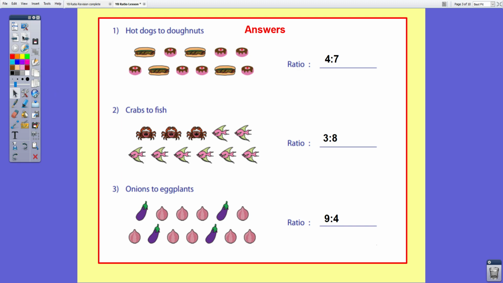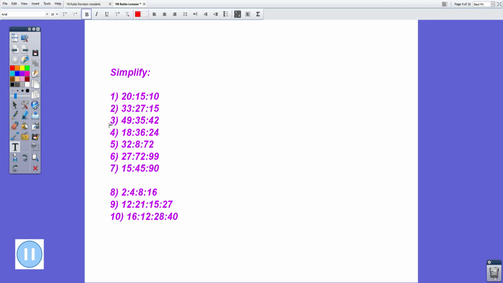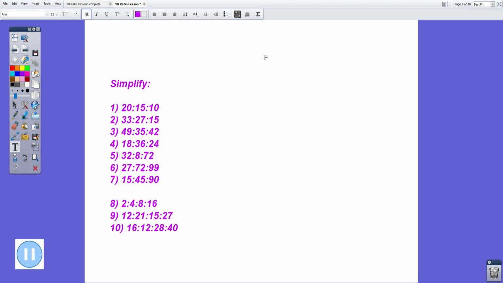Let's move on. Right, we're now going to look at the idea of simplifying ratios. We can simplify ratios with more than 2 numbers. Here, for example, we've got 3 numbers, 20, 15 and 10. So if we use this as an example, 20 to 15 to 10, what we have to do is look for a common factor of 20, 15 and 10.